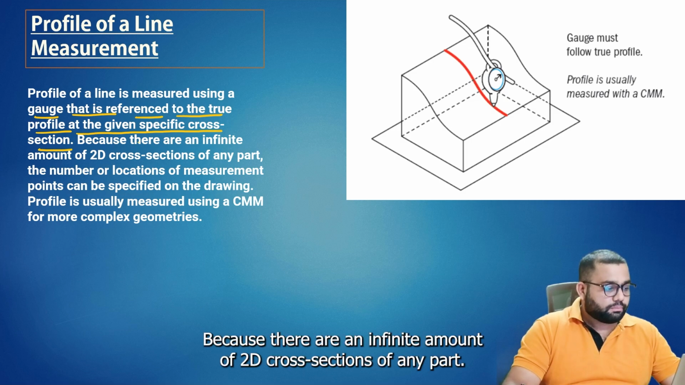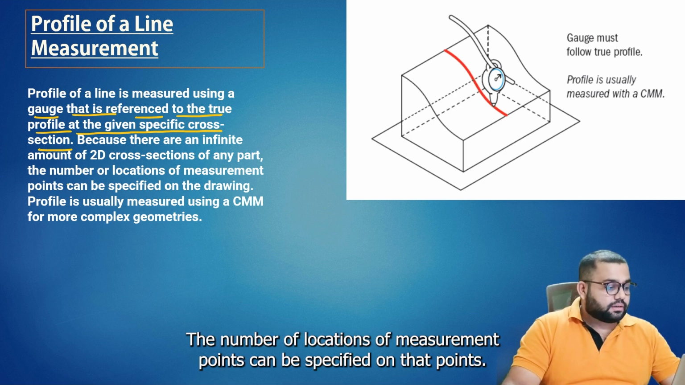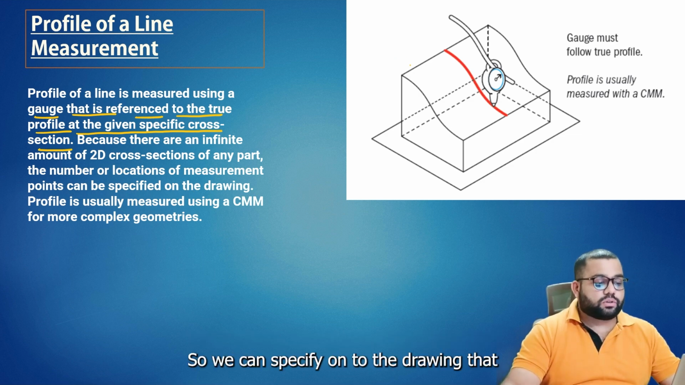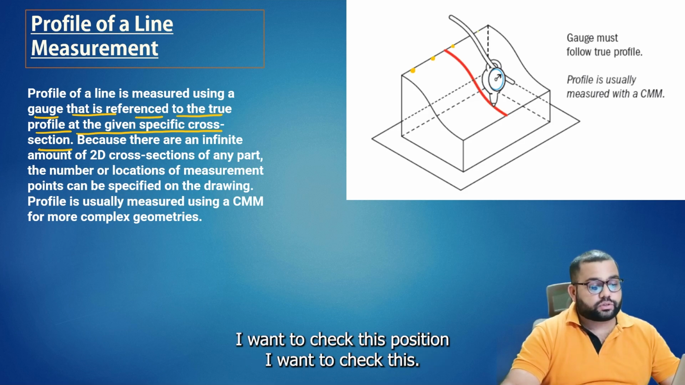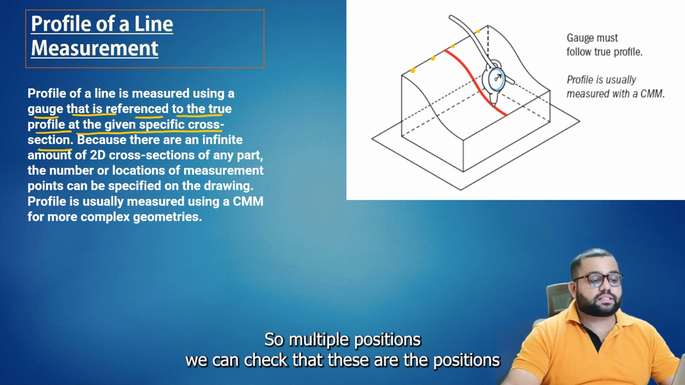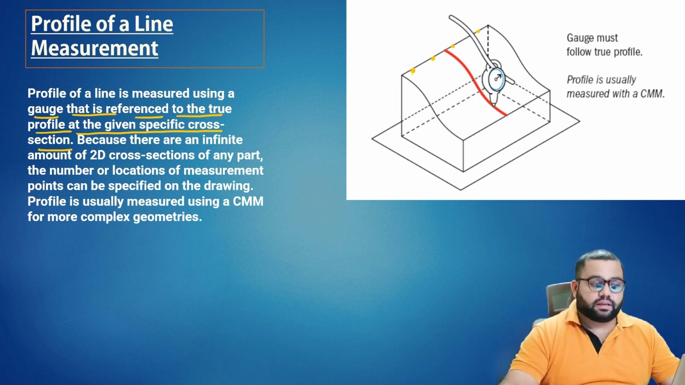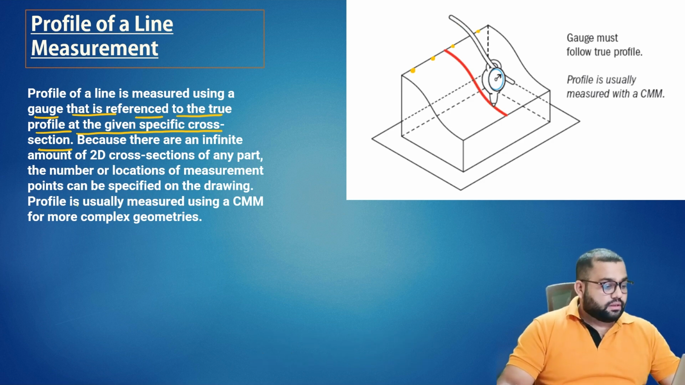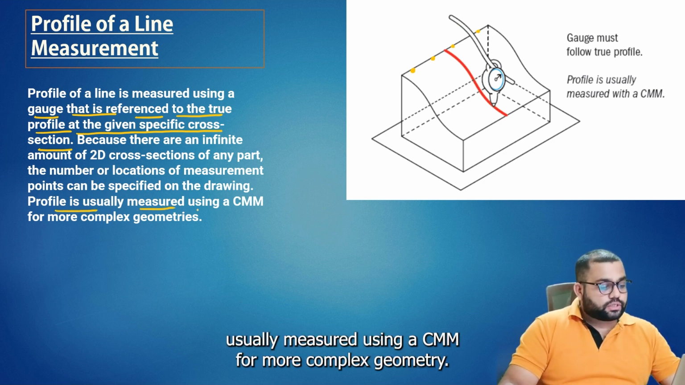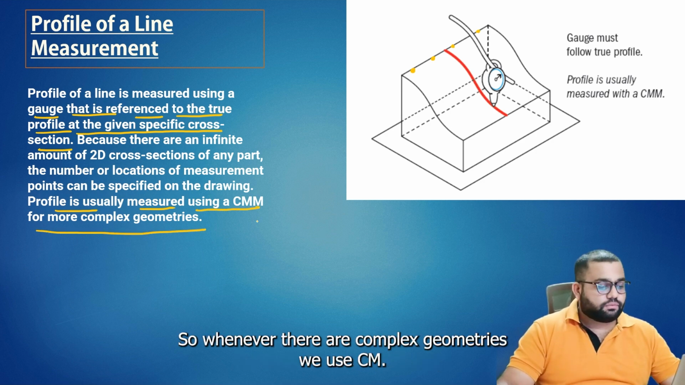Because there are an infinite number of 2D cross sections of any part, the locations of measurement points can be specified on the drawings. So we can specify on the drawing that this position I want to check, this position I want to check, this position I want to check. So multiple positions we can check for the profile of a line. Profile is usually measured using a CMM for more complex geometries. So whenever there are complex geometries, we use a CMM.